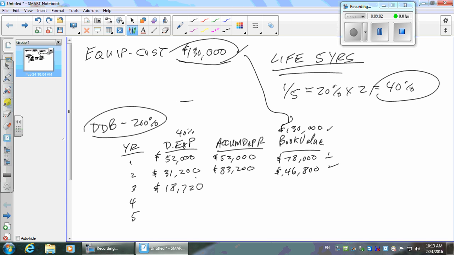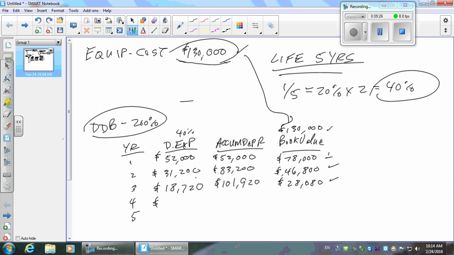Now what's your balance in accumulated depreciation? 101,920. What's your remaining book value? 130 less 101,920, which is how much, guys? 28,080. Is that what that is? Rest of my math skills. Okay, good. And then what? For year 4, 40% of that. How much would it be, guys?